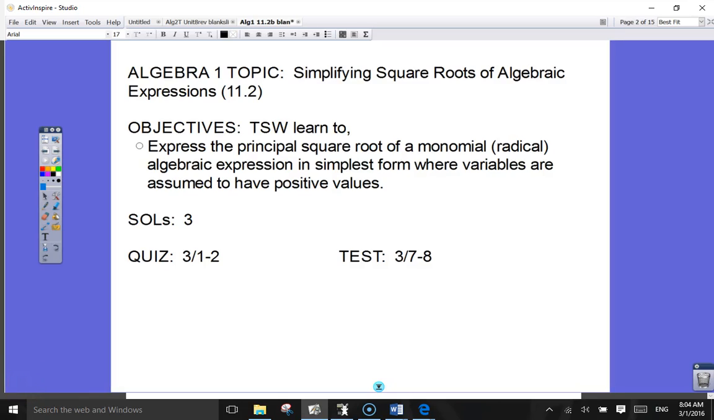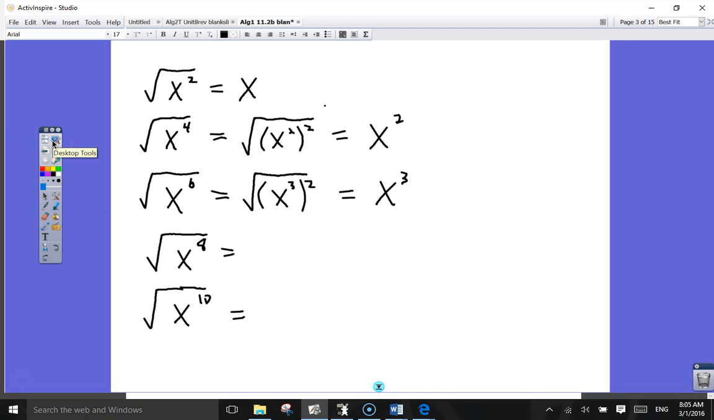Right? So in the last lesson, we had to simplify square roots and cube roots of numbers. This lesson is about simplifying square roots only, not cube roots, of expressions, so they might have some variables in them. So let's figure out, how do you take the square root of a variable?